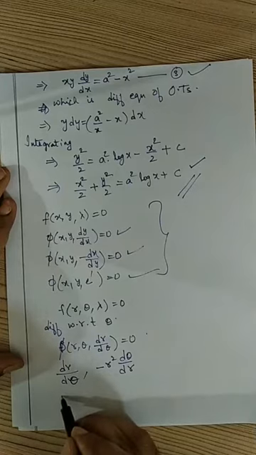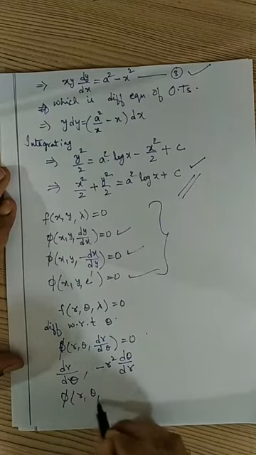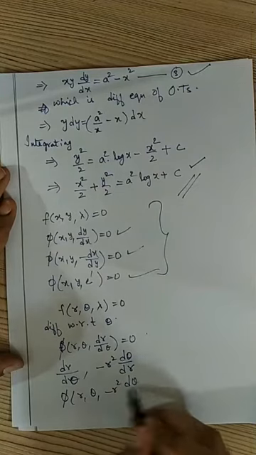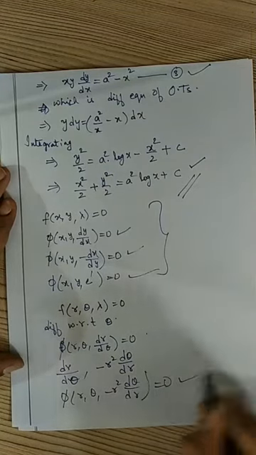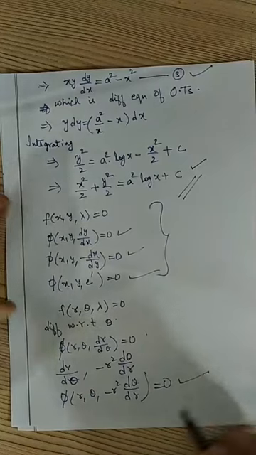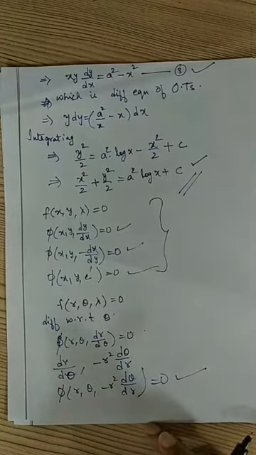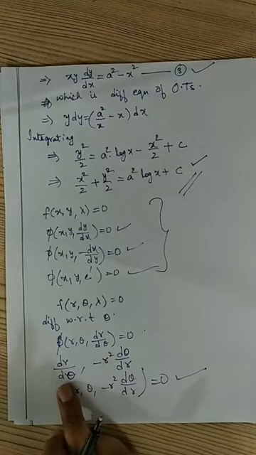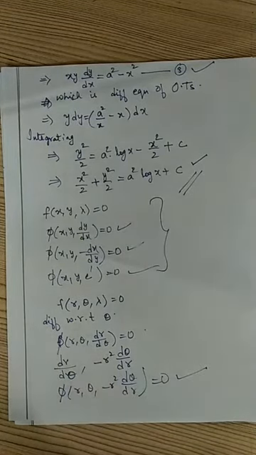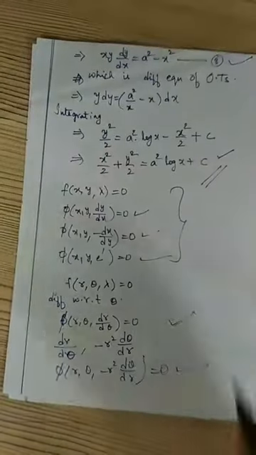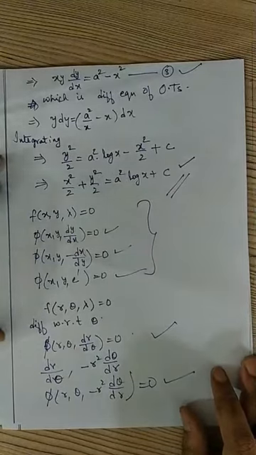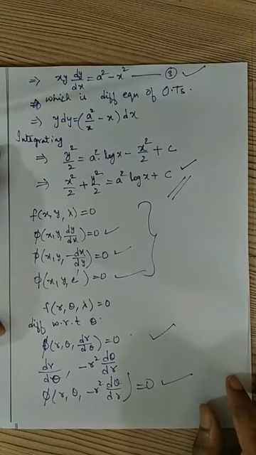Then we will get another function phi of r comma theta comma minus r square d theta by dr. This is the differential equation of orthogonal trajectories. Once we solve this, we will get the required orthogonal trajectories. So the main change is dr by d theta should be replaced with minus r square d theta by dr. So this is finding the orthogonal trajectories in polar form, right? So with this we have completed the revision of second unit.